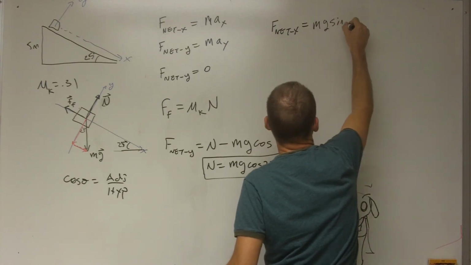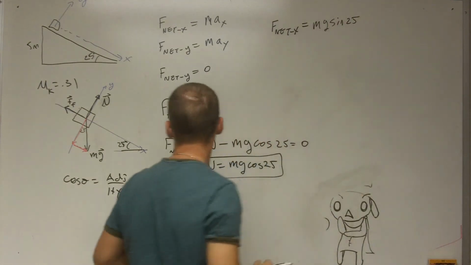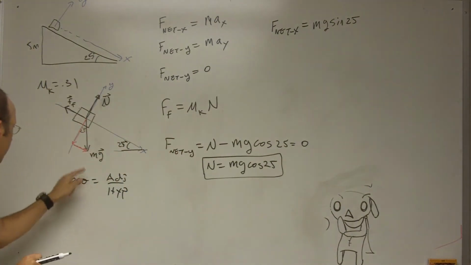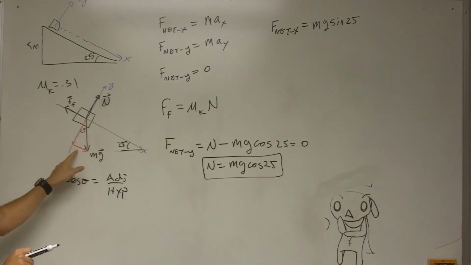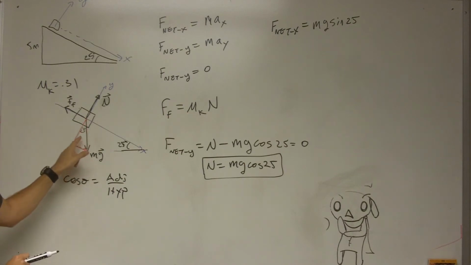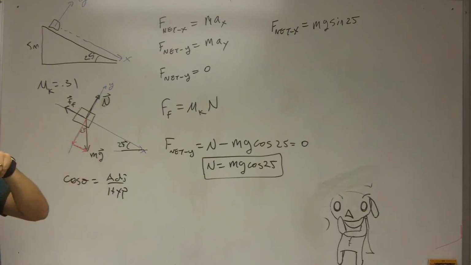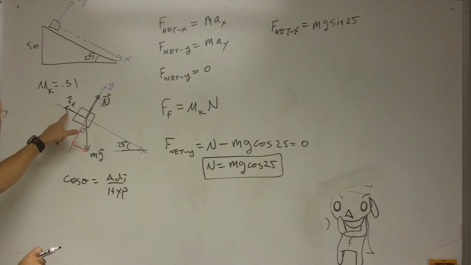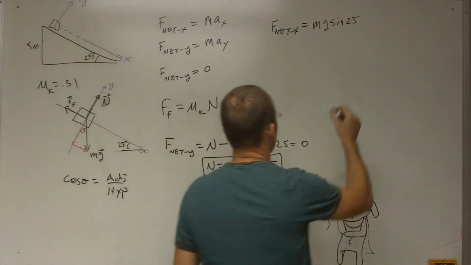mg sine of 25, because now sine is opposite over hypotenuse. So to solve for the opposite, I would multiply the hypotenuse mg times the sine of 25. Make sure your calculator is in degrees mode if you use it like this, not radians. And then I have the frictional force in the negative x direction.